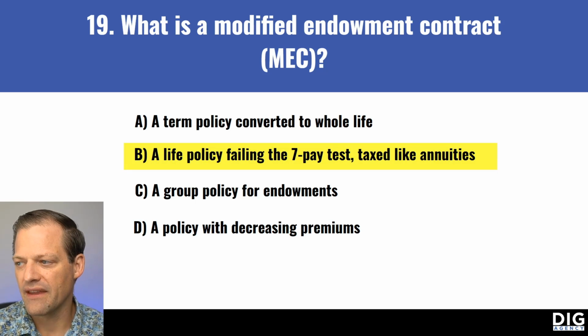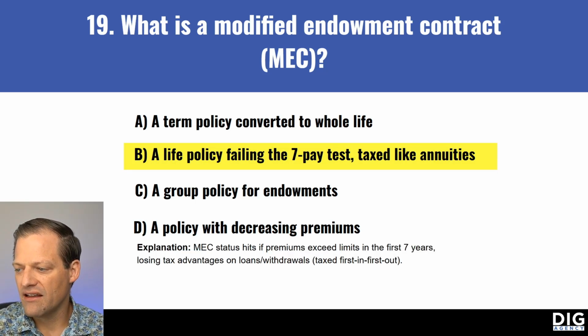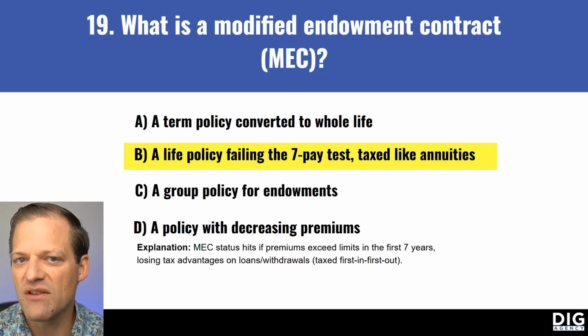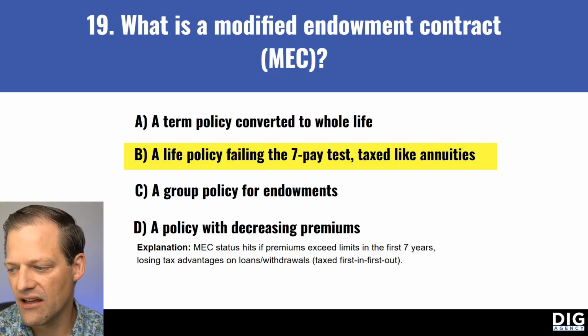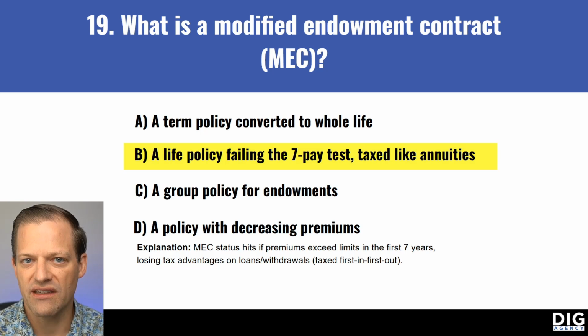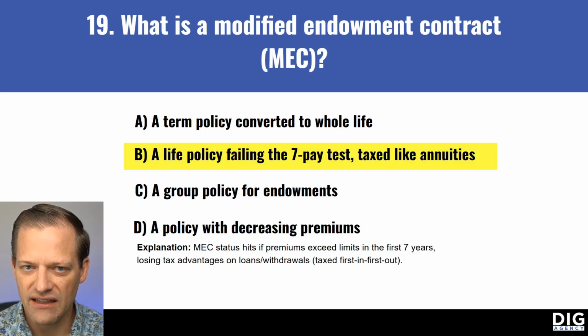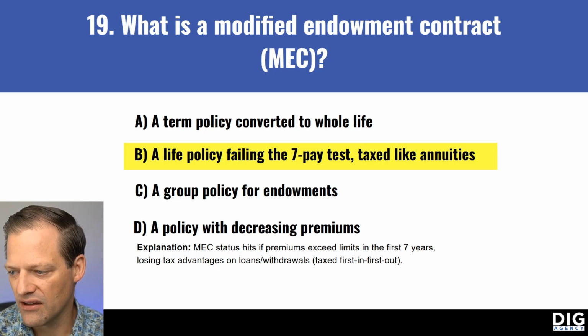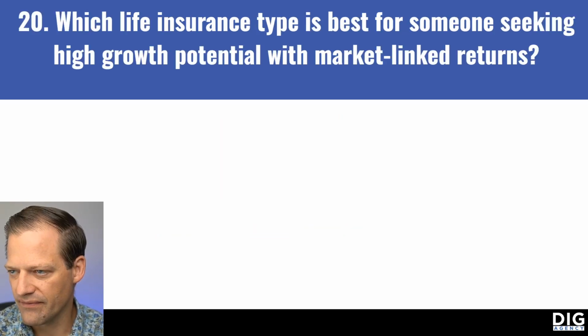The answer is B. And the best thing to remember about MEC is that you will see this 7-pay indicator in the test question. MEC status hits if premiums exceed limits in the first 7 years. So you'll see premiums exceed limits. That's another thing. And it's a 7-year test that they use. Losing tax advantages on loans and withdrawals. Taxed first in, first out.